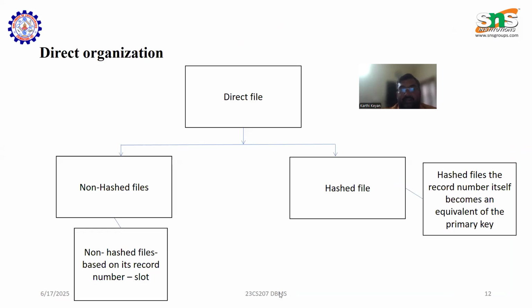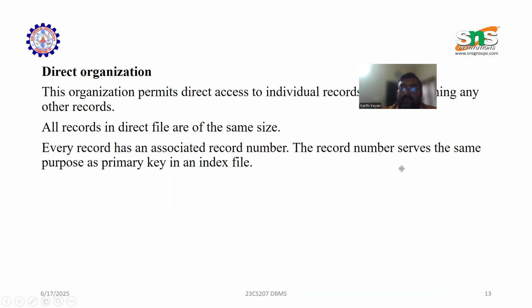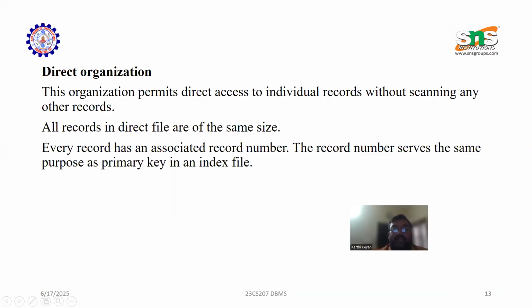Direct organization. We have two different types of process: one is non-hash function, another is hash function. Non-hash files are based on the record number slot, and in hash function files the record number itself becomes the equivalent of the primary key. This organization permits direct access to the records in the file without scanning any other records. All records in the direct file are of the same size. Every record is associated with a record number. The record number serves the same purpose as a primary key in an indexed file.